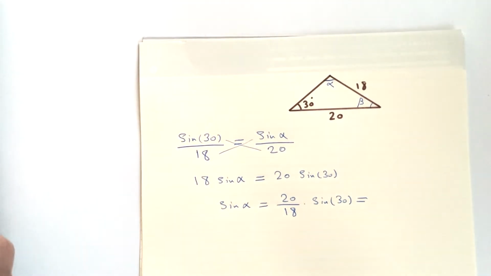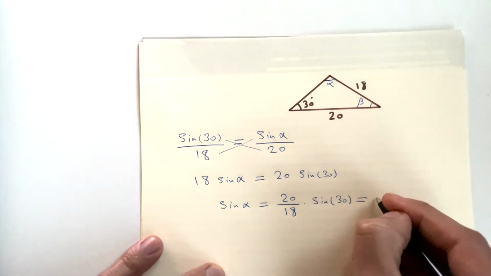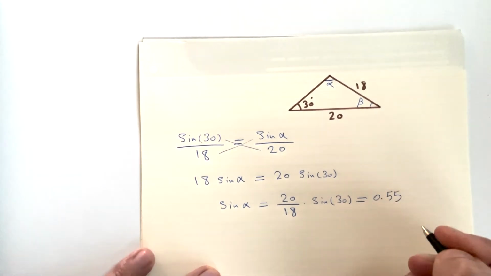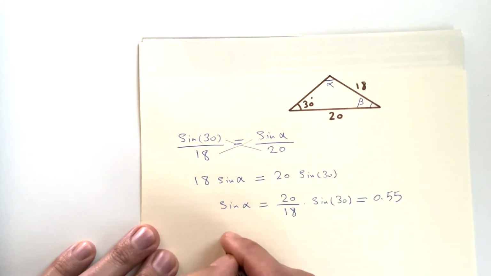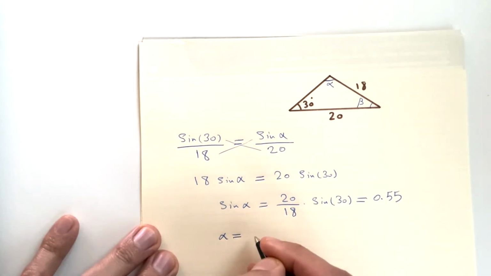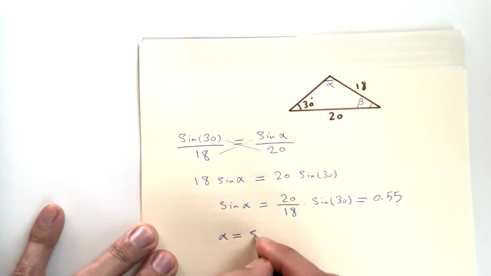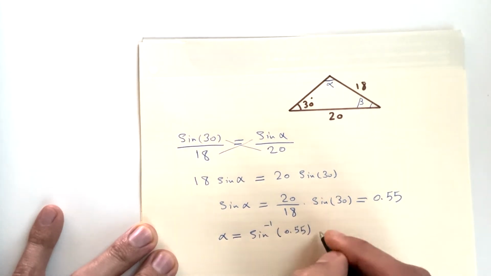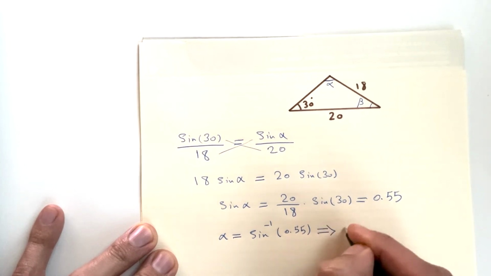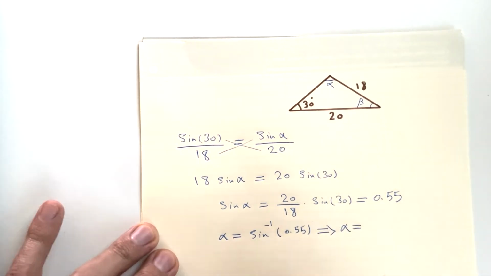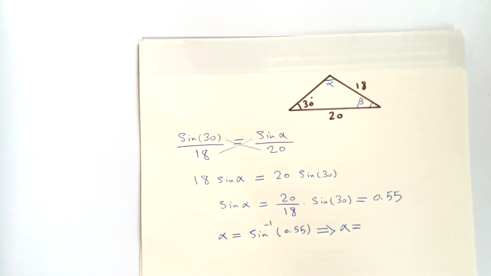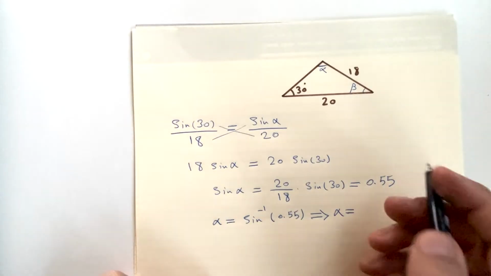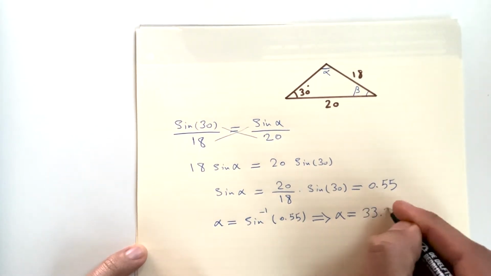which if you calculate this, the answer will be 0.55. And then I can write alpha is equal to arc sine 0.55, or sine inverse 0.55, which in this case, if you use degrees on your calculator, the answer should be 33.3 degrees.